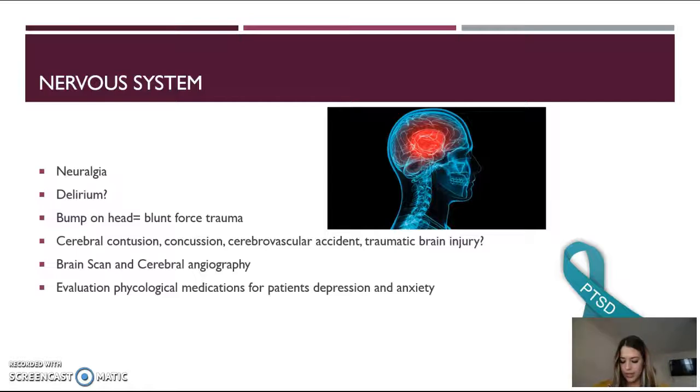Other injuries that could be possible include a concussion, cerebrovascular accident, or traumatic brain injury. I would order a brain scan and cerebral angiography to diagnose any significant brain injury. The patient might experience neuropathy in the future due to the damaged nerves. Being that the patient struggles with anxiety and depression, I would offer counseling and evaluate medications such as antidepressants if the patient is on them. I would also monitor the patient for signs and symptoms of post-traumatic stress disorder, PTSD.